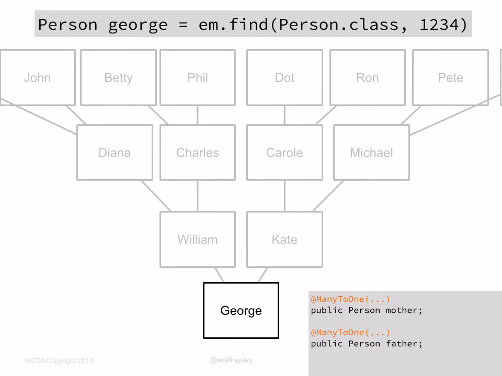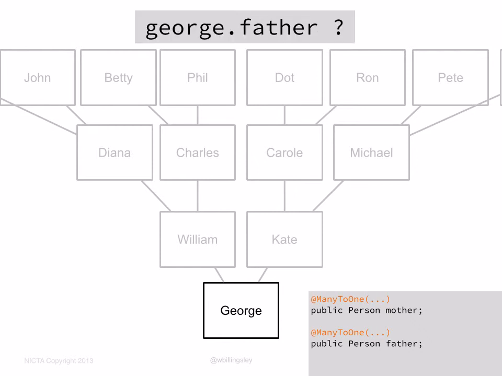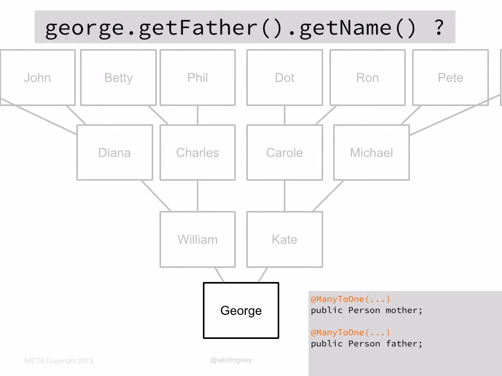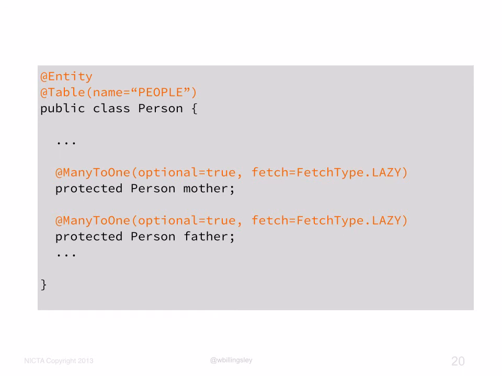And so we'd have this problem of, well, would we have to follow this chain of references and end up accidentally having to populate all of the data from our database just because we wanted to get George out? What should George.father be? It can't be null because we've got an entry for him in the database. What should George.getFather be? But we need George.getFather.getName to return William. Well, this is where this fetch equals FetchType.LAZY comes in.